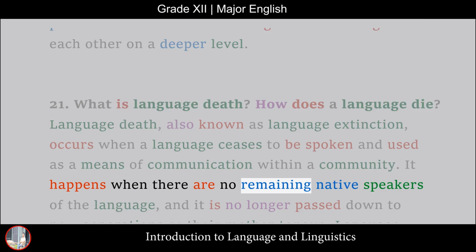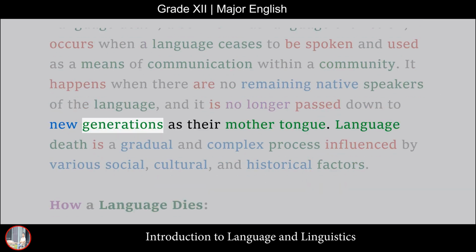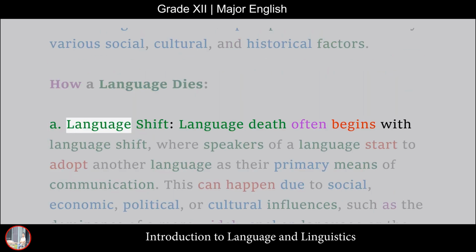It happens when there are no remaining native speakers of the language, and it is no longer passed down to new generations as their mother tongue. Language death is a gradual and complex process influenced by various social, cultural, and historical factors. How a language dies. A. Language shift.